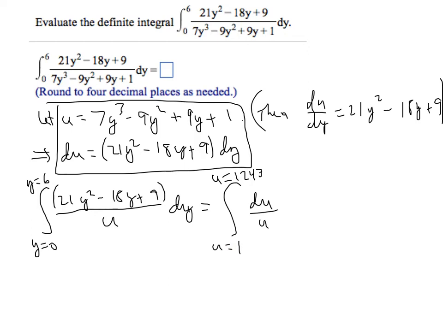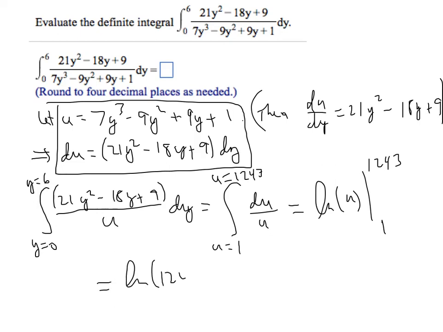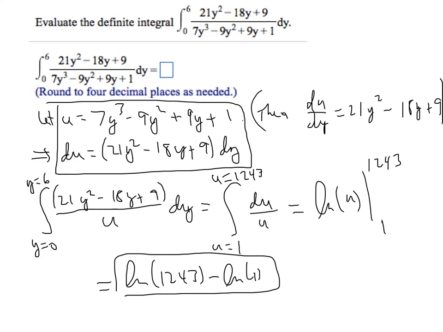Okay, so how do we do this? Well, the antiderivative of du over u is just natural log of u. So natural log of u gets evaluated between 1 and 1,243. So we have natural log of 1,243 minus natural log of 1. So that's the exact answer. Of course, natural log of 1 is 0, so in some sense that's not really there. And so the answer here is natural log of 1243.